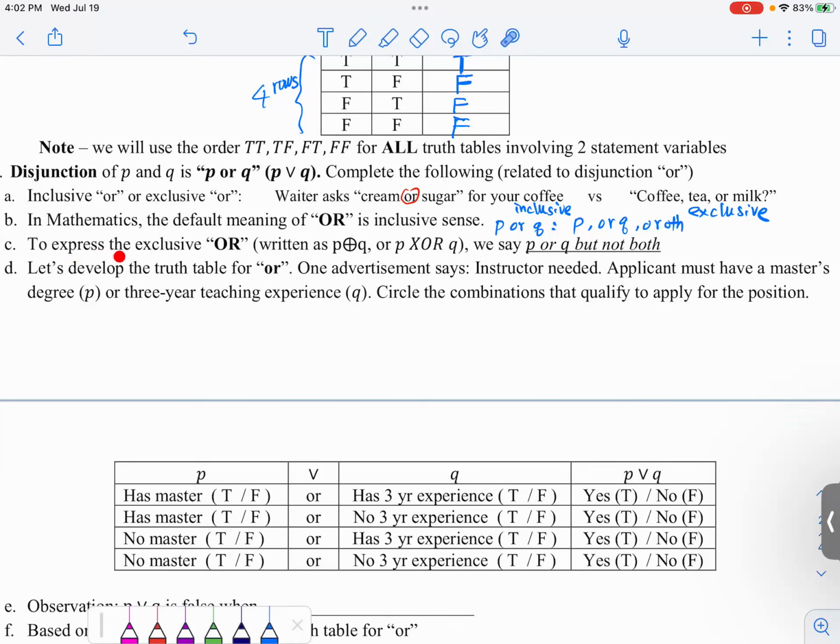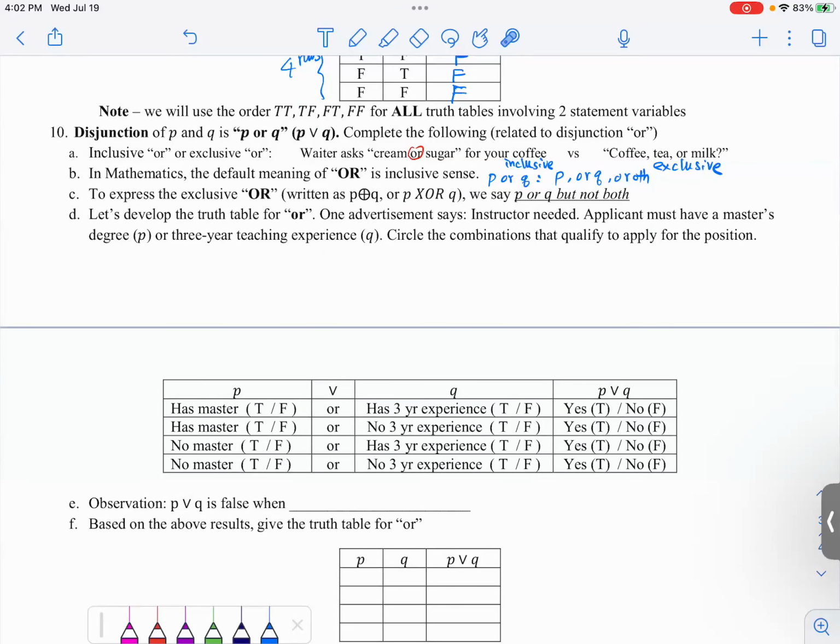Now, to express the exclusive or, we want to distinguish that from the inclusive or. We write this notation, this circle with a plus sign in it. This is the exclusive or, we just say XOR, P XOR Q. This is saying P or Q, but not both. That's how we say the exclusive or.